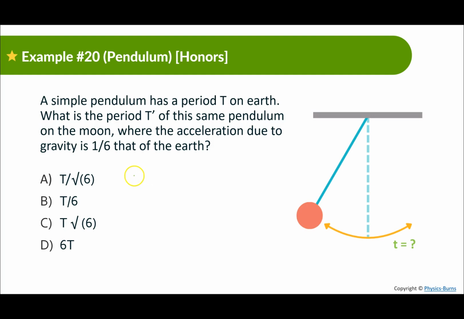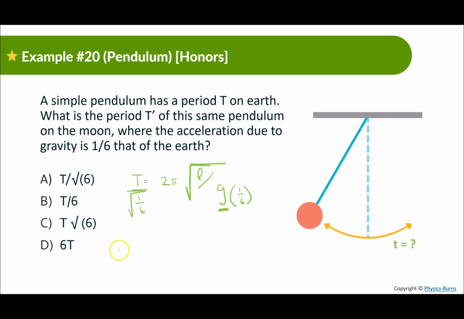But here I go. First, let's look at the formula for period: 2 pi square root of the length of the string divided by gravity. The only thing that's changing here is gravity. We're going to the moon. What we know is gravity is 1/6 that of Earth. It's going to be a lot less. So we can see that gravity is in the denominator, so the period is going to be affected. It's going to be 1/6, but we also need to remember that this is a square root, so we have to square root this over here.